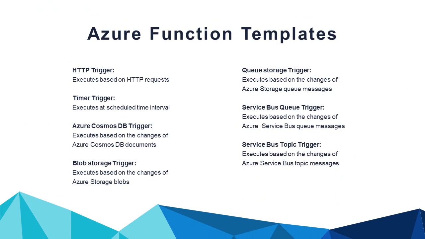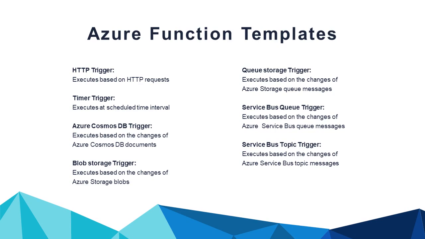Predefined Azure Function templates. Based on the triggers, there are different templates available for you. HTTP trigger executes based on an HTTP request. Timer trigger executes at a scheduled time interval. Azure Cosmos DB trigger executes based on changes to Azure Cosmos DB documents. Blob storage trigger executes based on changes to Azure storage blobs.